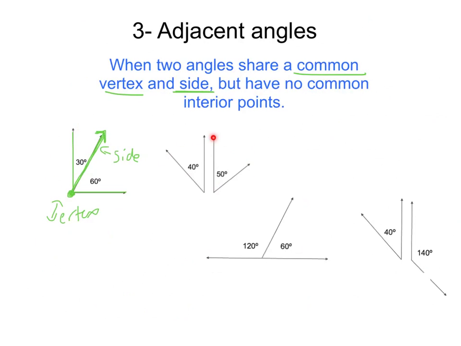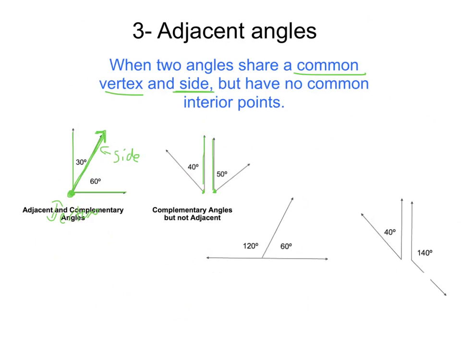But if we look at this one over here on the right side, we see that there are actually 2 different vertices. So they do not have the same vertex, nor do they share the same side. Because these 2 are away from each other and there's a space between them, these are not adjacent.